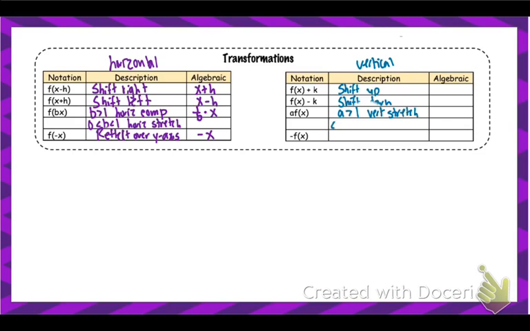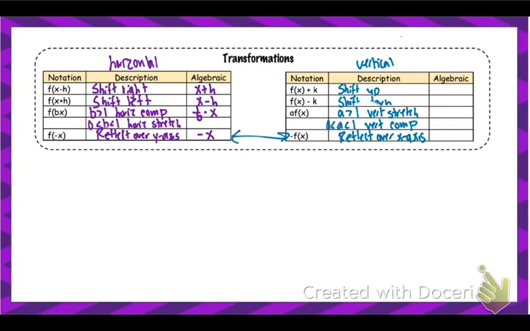If a is in between 0 and 1, so something again, 1/2, 1/5, 2/3, that would be a vertical compression. And then a negative on the outside there, that is a reflection over the x-axis. And the second most missed transformation is probably the difference between these two.